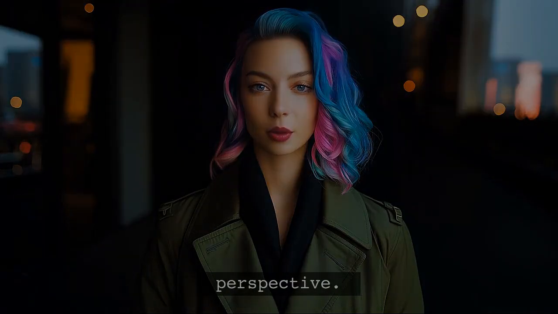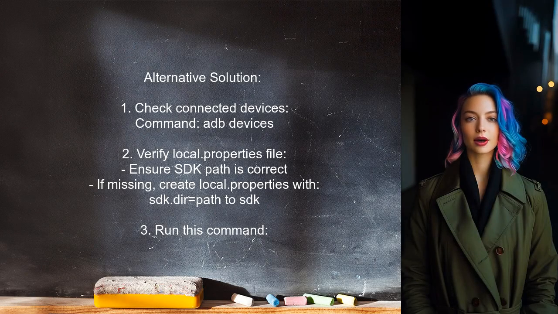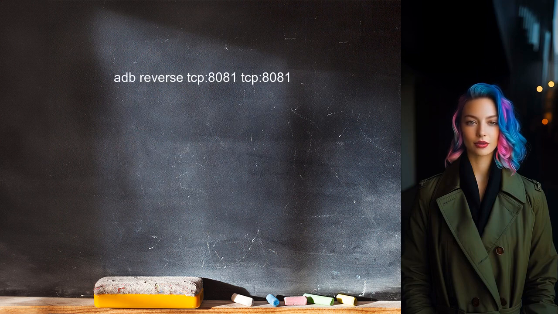Let's see another perspective. An alternative solution suggests first checking connected devices using the command adb devices. If your device appears, verify the local.properties file in the Android folder to ensure the SDK path is correct. If the file is missing, create a new one with the appropriate SDK path. Additionally, running the command adb reverse tcp:8081 tcp:8081 can help with connection issues.